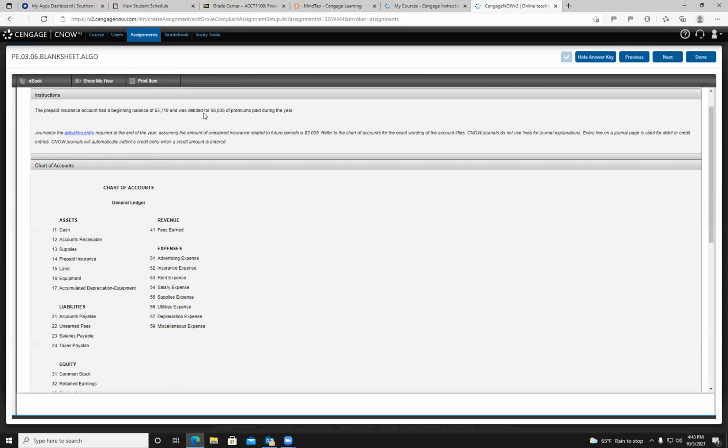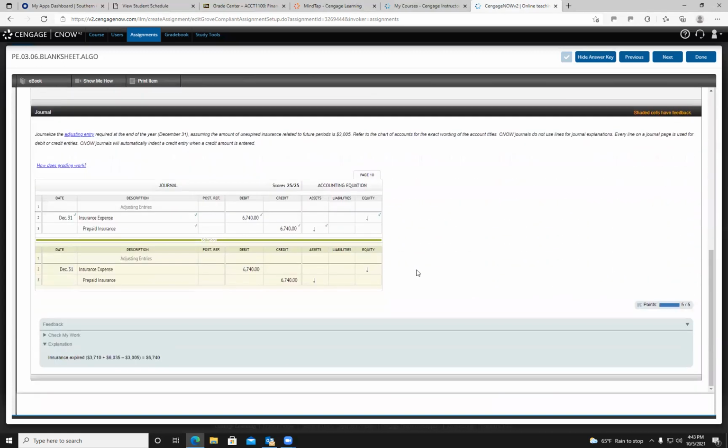Now, this is the amount that is left as unexpired insurance, meaning this should be your ending balance for your prepaid. So we're going to now subtract this $3,005 out. That's going to leave us with $6,740. That's the amount that you're going to use to record your adjusting entry. So let's go down here and look at it.